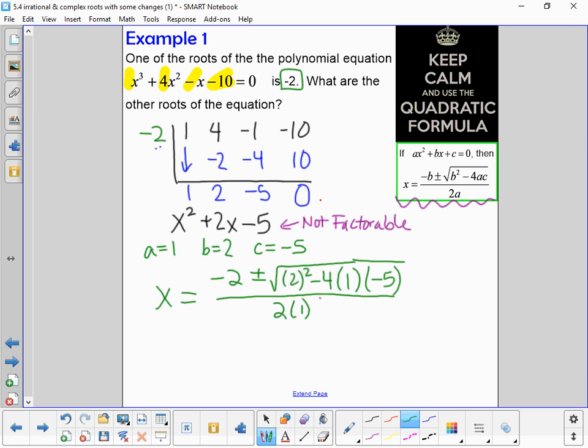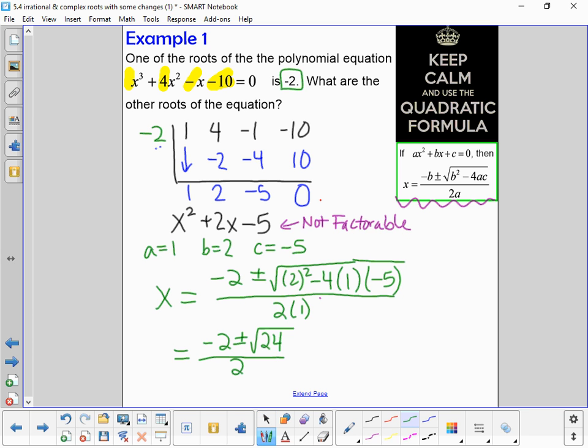So if we simplify this a bit, we end up with -2 plus or minus the square root of, and we want to know what's inside that radical. Well, it's 2 squared minus 4 times 1 times -5, and that simplifies to the number 24, and this is still divided by 2.